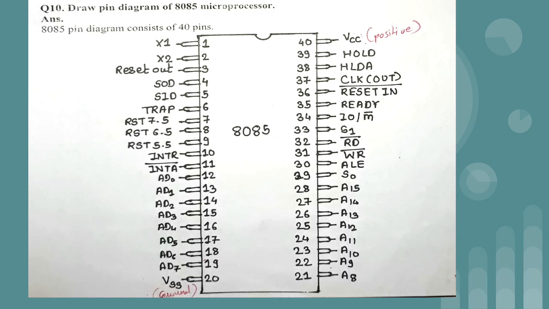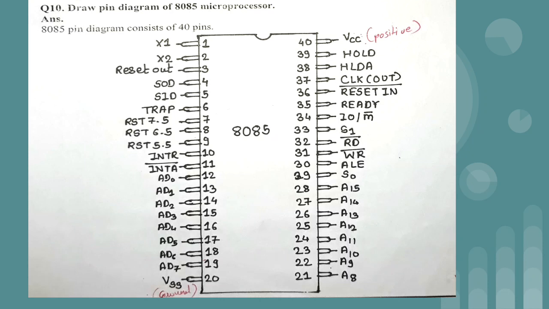After A15 we have some input and output related pins. So we have pin number S0. Above S0 we have the ALE pin. Above that we have the write operation related pin, then read operation, and then S1. And after that we have IO/M, that is input output memory. Then the ready pin is there, reset in. If you notice, pin number 3 is reset out and pin number 36 is reset in. So definitely these two pins are interrelated, but their positions are not.